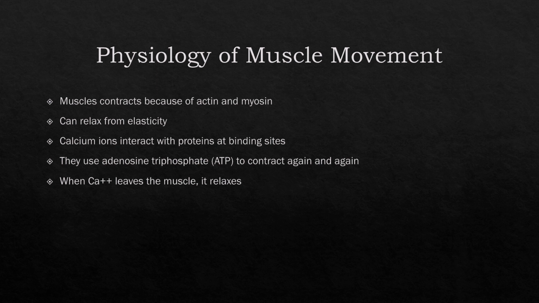And the muscles also use ATP essentially to contract over and over again. They need ATP to be able to contract at all. And lastly, when the calcium leaves the muscle, then it's able to relax.